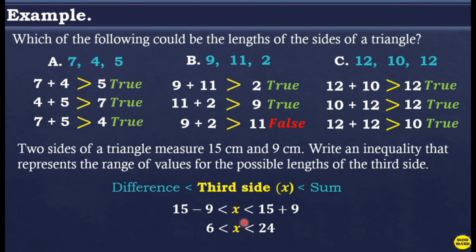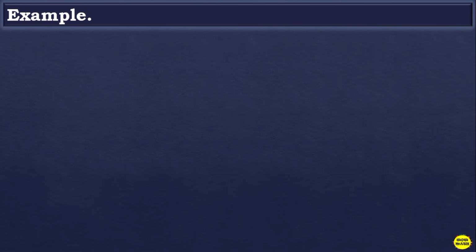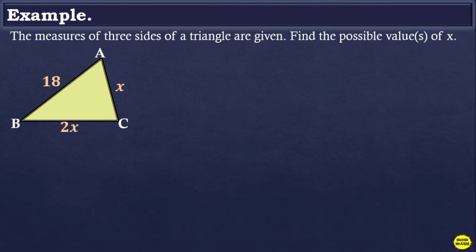Let's have another example. The measures of three sides of a triangle are given. So, find the possible value or values of x. So, we have 18, 2x, and x. So, given po yung ating three sides.